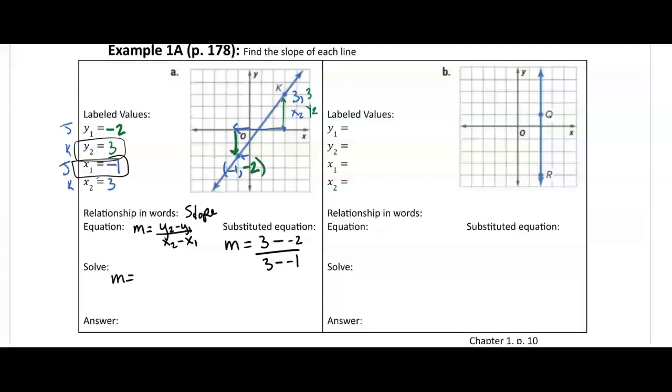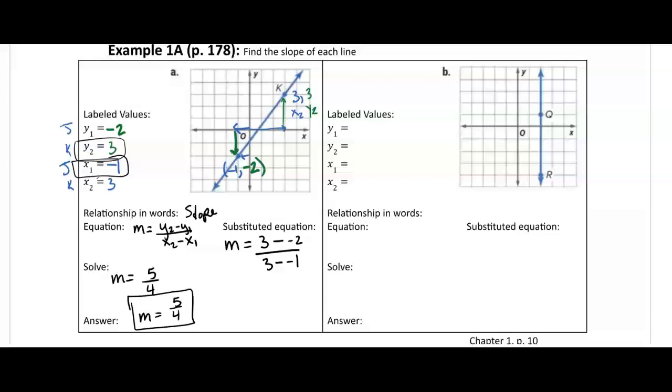All right, so I can solve and simplify. 3 minus negative 2 will be 5. 3 minus negative 1 will be 4. If I had any simplification, I could do that. I'm going to write my final answer here. m equals 5 over 4 as a fraction. This is our one place in geometry where we definitely want to stick to fractions.